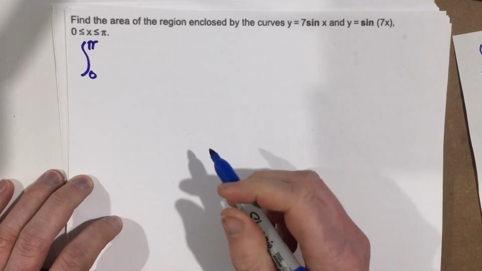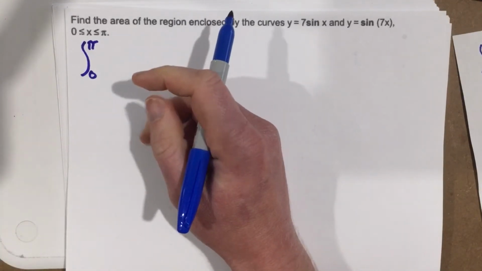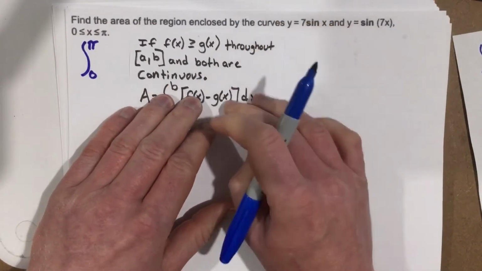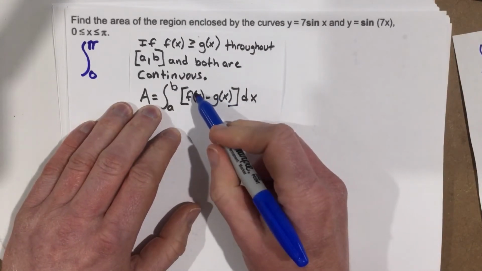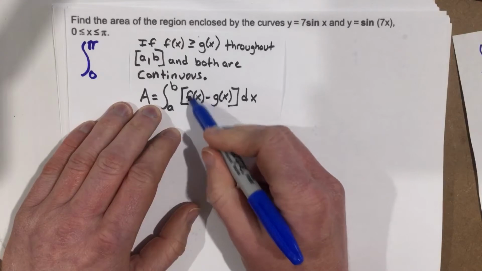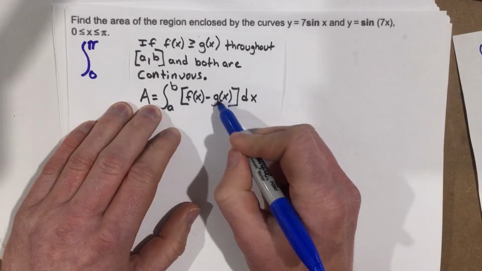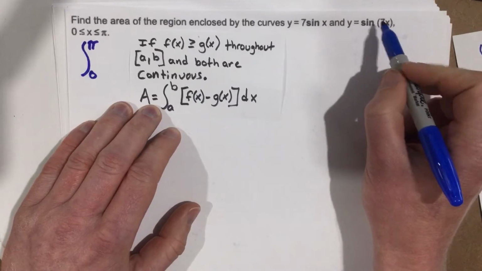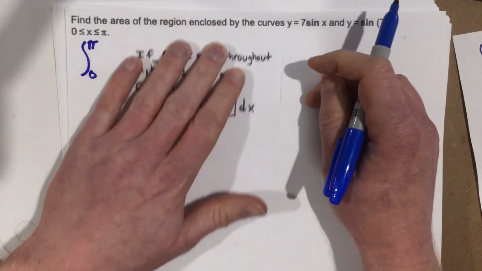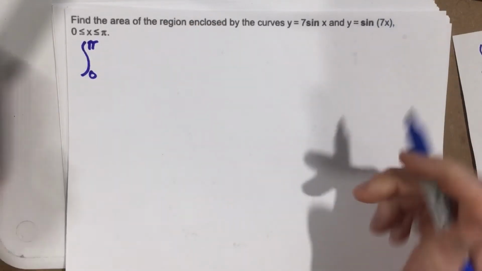What we don't know, though, going back to this definition we've been using, is which function is larger than the other. Is it f of x minus g of x? Or like, is it 7 sine x minus sine 7x? Or is it the other way around? Here's how we can figure this out.